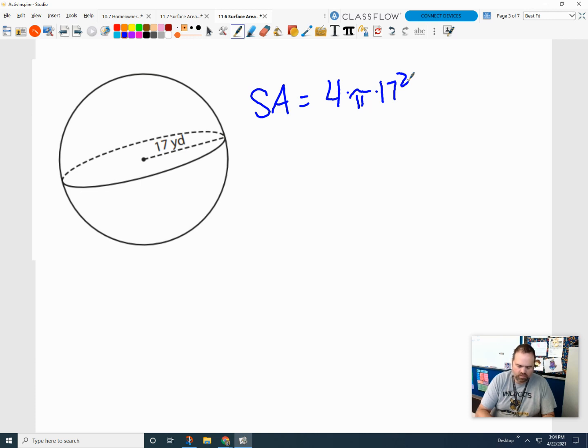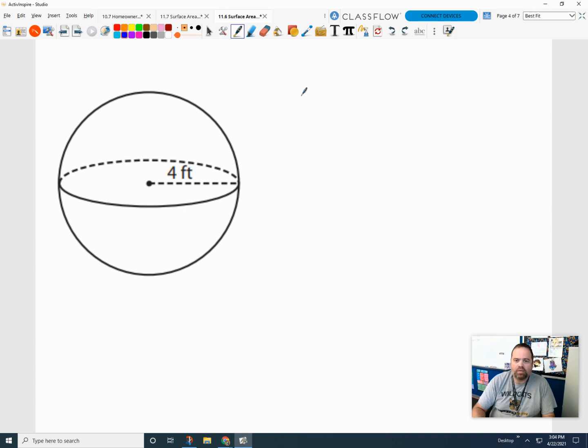Whoops. I've got 3,629.8 square yards. Okay, that's it. 4 pi r squared. I'm not even going to give you the diameters on these, although I could. I think you guys are pretty good at making that adjustment now. So 4 times pi times 4 squared. Just a coincidence, those are 4s.